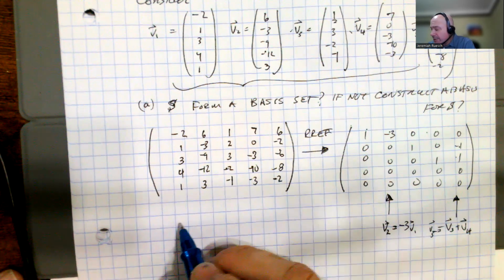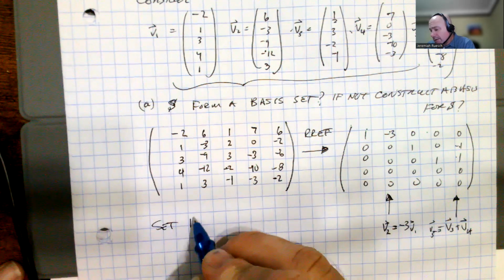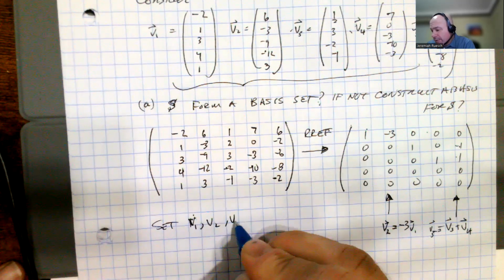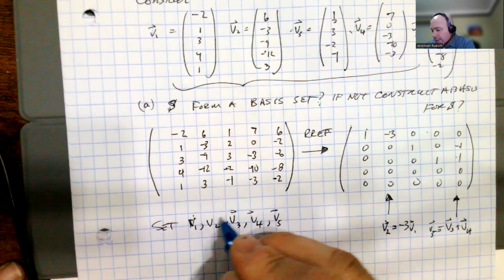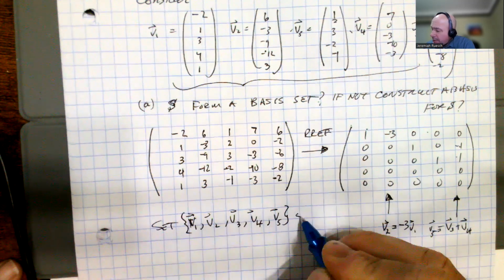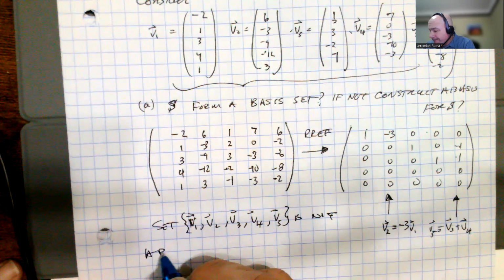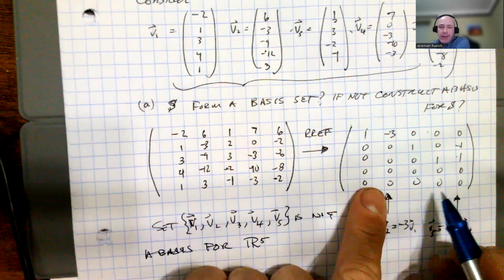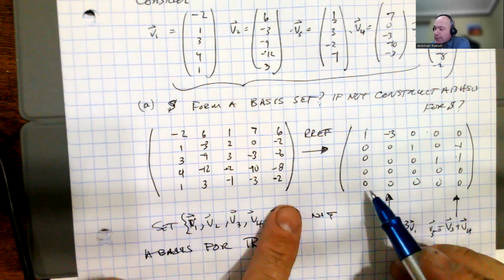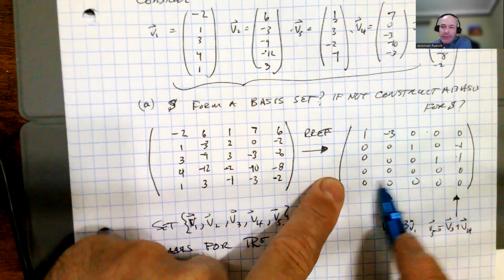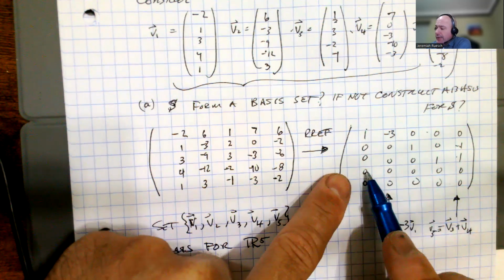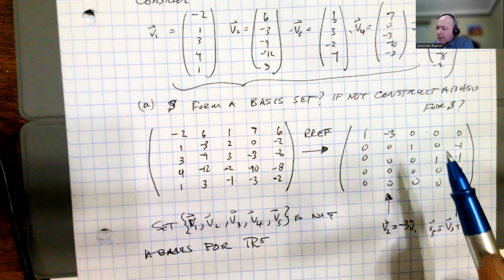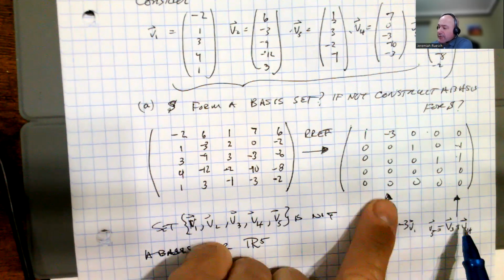So what that says is that the set of vectors V1, V2, V3, V4, and V5 is not a basis for R5, meaning that you would need five independent vectors to span the space. Clearly you have two rows of zeros here, which means that any vector that has a fourth or fifth component cannot be built out of this set of vectors.